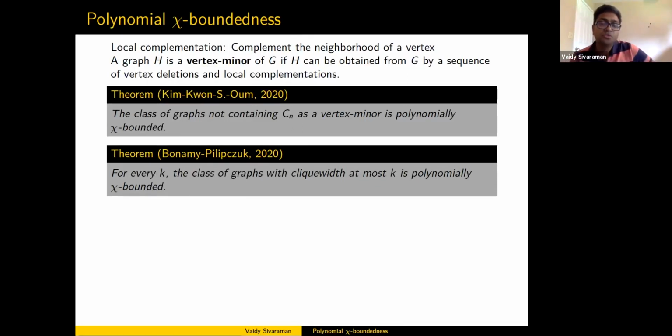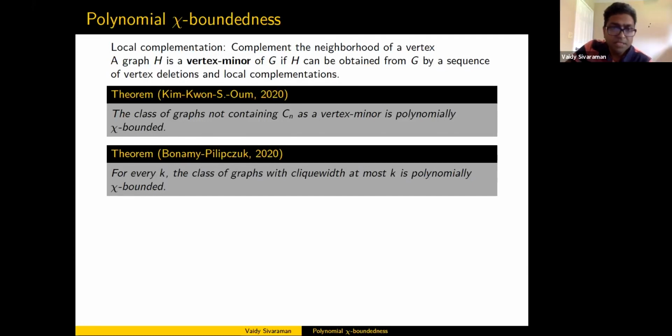And with Kim, Ojang Kwon, and Sangil Oum, we proved in 2018 that if you don't contain a cycle as a vertex minor, then you're polynomially chi-bounded. But this was generalized vastly by Dvořák and Pilipczuk, who proved that the class of graphs with clique width at most k is polynomially chi-bounded. Clique width is an important parameter in algorithmic graph theory. It's the smallest number of labels you need to build your graph in a certain way. This was published in Advances in Combinatorics.